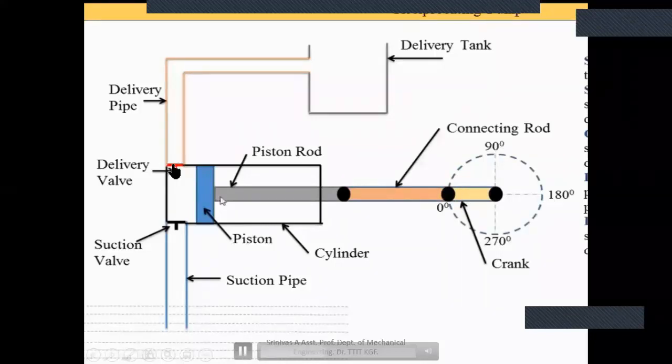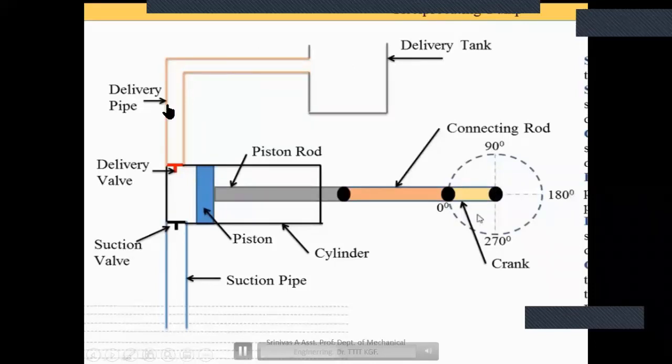And next, the delivery valve. I said these valves are one-sided valves. The delivery valve is closed during the suction stroke, that is the inlet stroke. And during the delivery stroke, the delivery valve opens. Got it? This delivery valve opens only during the delivery stroke, but during the suction stroke it will be closed. That is the function of the delivery valve. And next, the delivery pipe. This connects from the delivery valve to the delivery tank.